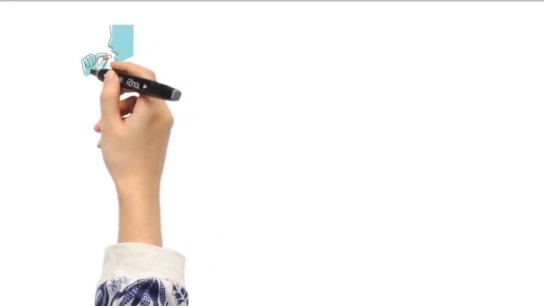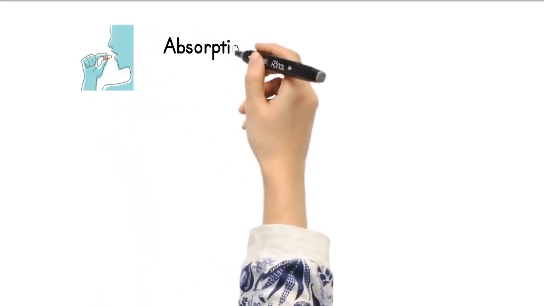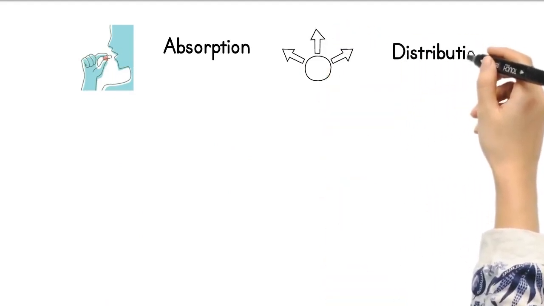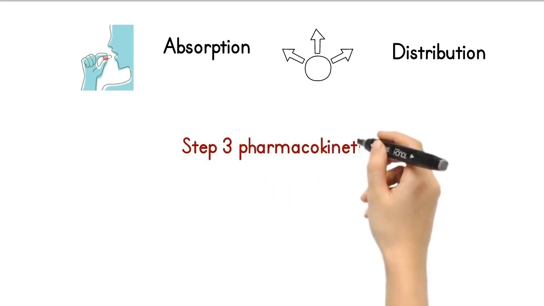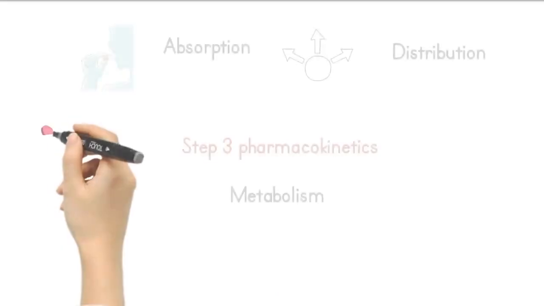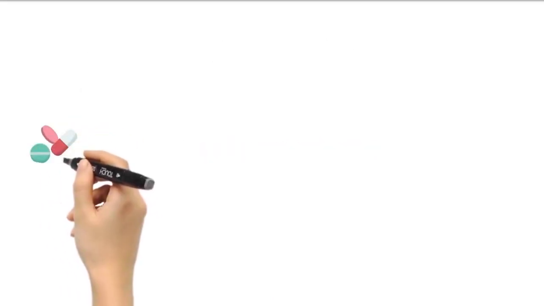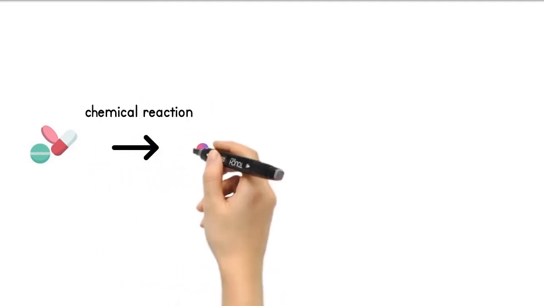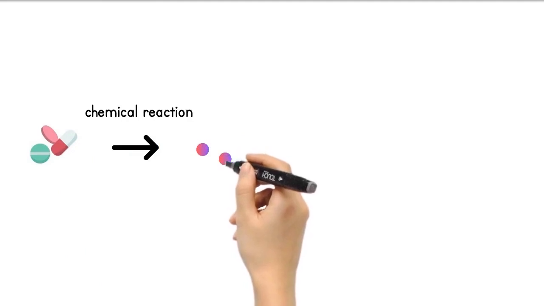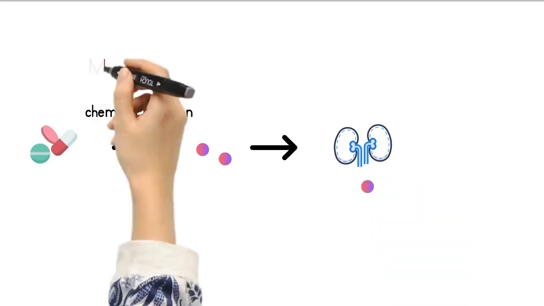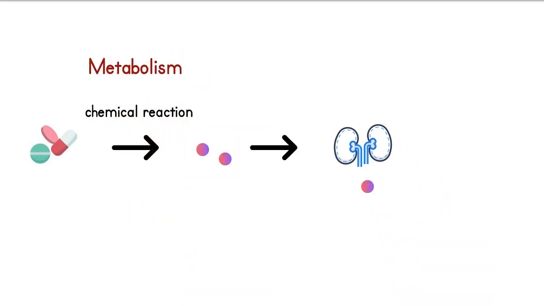Hello everybody, we have talked about antibiotics absorption and distribution in previous videos. This video will be talking about step 3 of pharmacokinetics, which is known as metabolism. Most drugs are chemical substances that are not naturally produced by the body. Chemical reactions occur that can convert these drugs into compounds easier for the body to eliminate. This process is called metabolism.